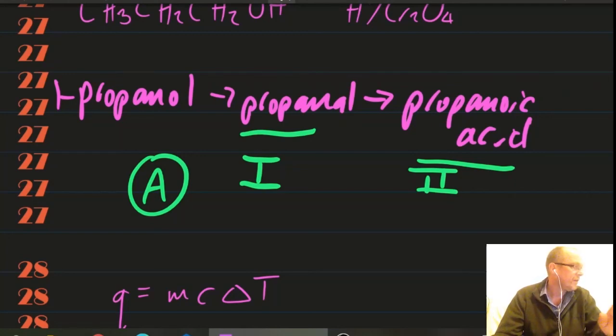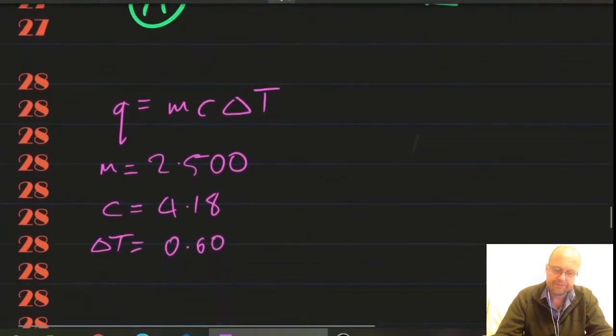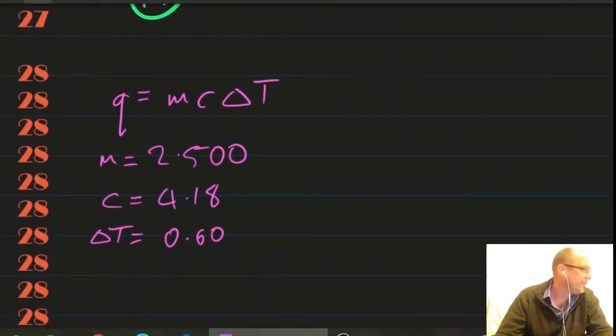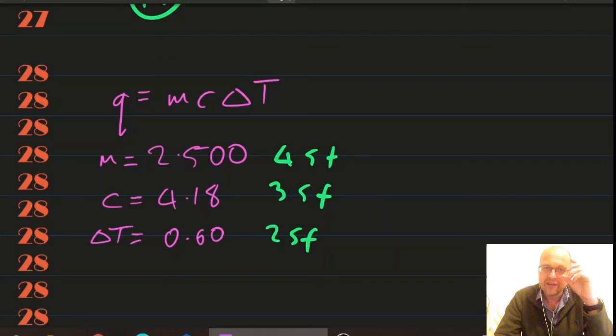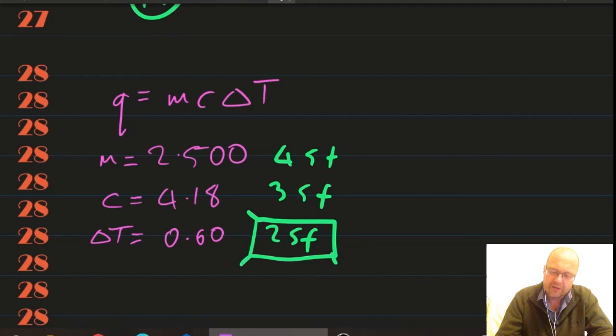28, Q. Q equals mc delta T. They're not messing me with any units. It doesn't really matter, does it? Well, the answer is 6.3 or something, isn't it? So I see that I've got 4 sig figs here. I've got 3 sig figs here. And I've got 2 sig figs here. And the rule is when you multiply numbers, your answer has to have the sig figs the same as that with the least sig figs in the question. So I need 2 sig figs, which is 6.3, so 28 is B.